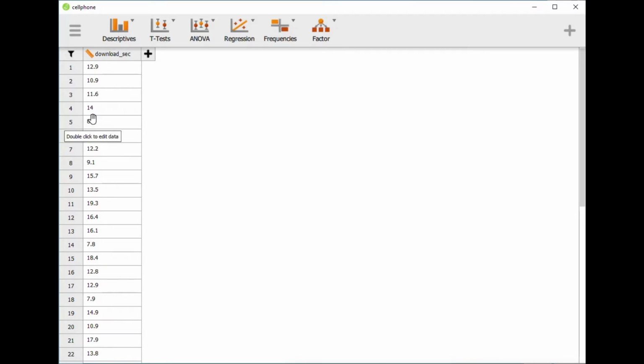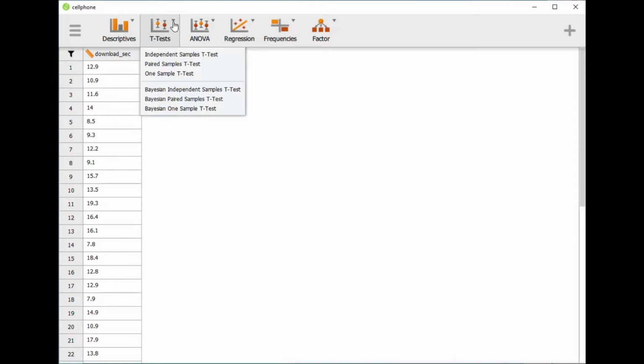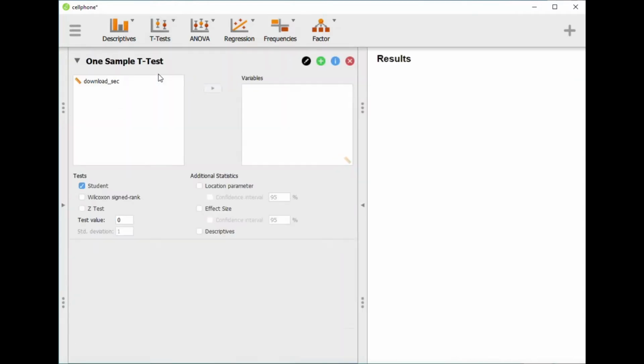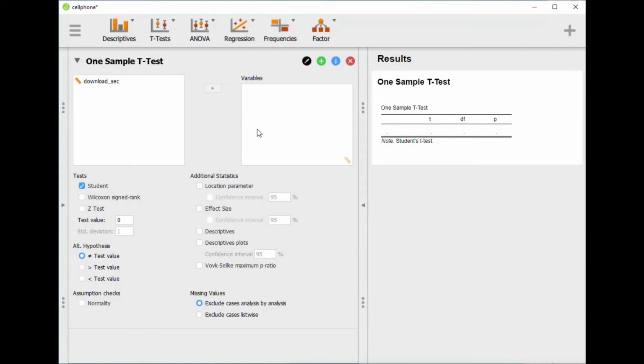Now we want to conduct a one sample t-test, and to do that we start by going to t-tests and click on the drop-down menu. We want to do a one sample t-test. We're going to use this one at the top. You can ignore the Bayesian stuff, it's advanced statistics, so we're just going to ignore all of those in this class. So we're going to select this one sample t-test, and that opens up our dialog box.